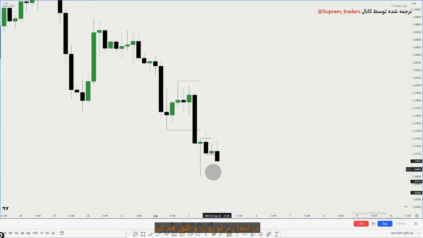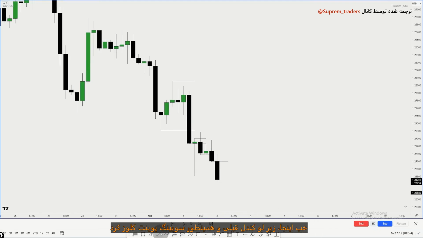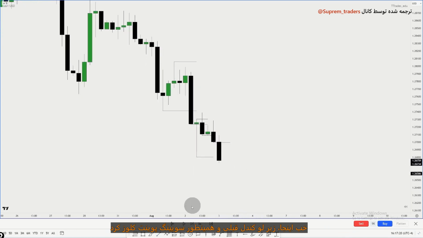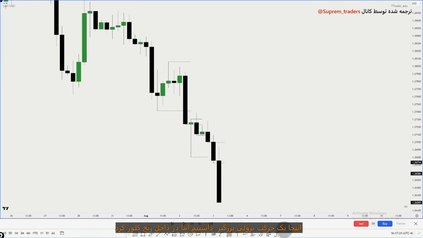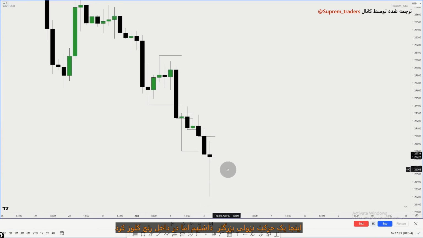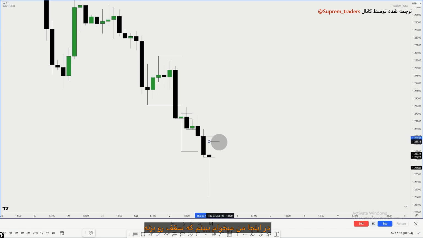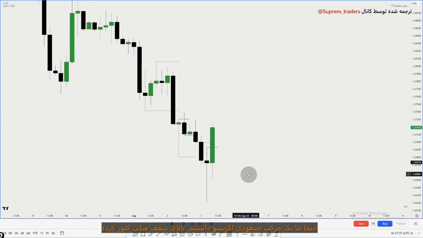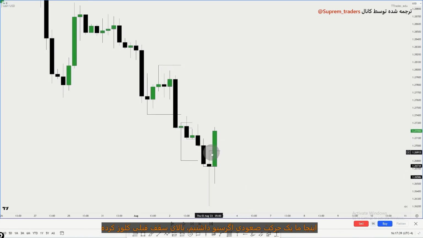Right here, we get a reach below this low and close below. So now I'd want to see another reach below this low. Right here, we reach below this low as well as this swing point. So I'd want to see price reach lower and take this previous candle's low. Here we get a move way lower. However, we close back into the range. From here, I'd want to see a reach above this high. Right here, we get an aggressive move higher, closing over this previous high.